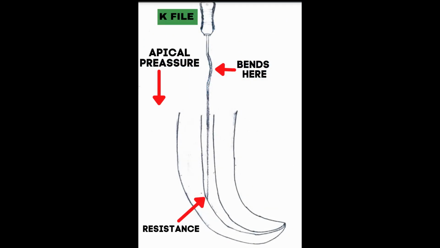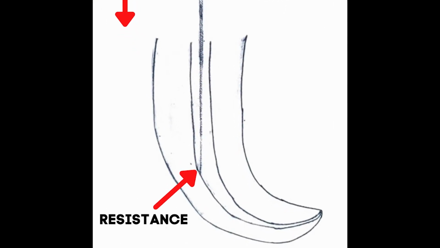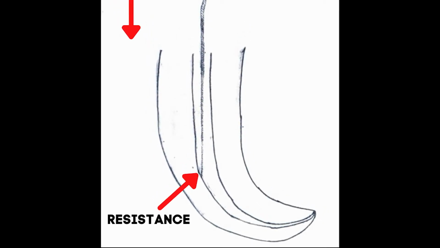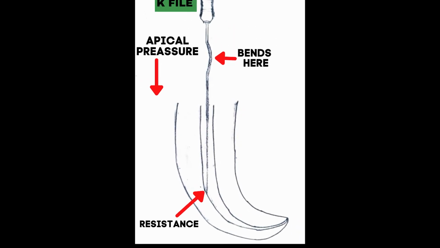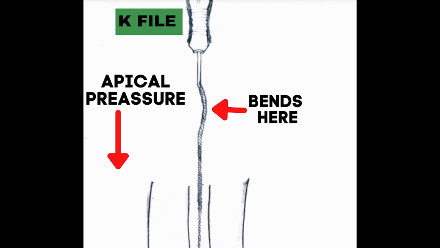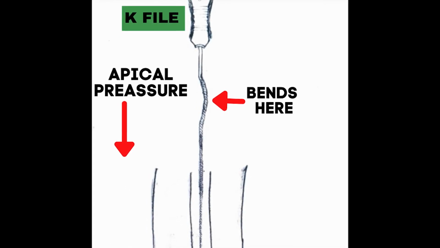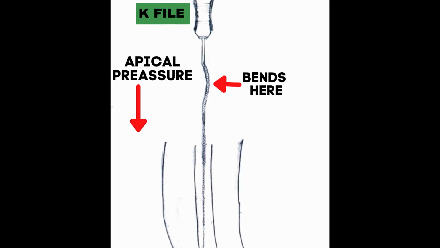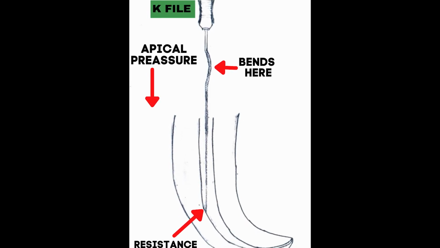In this diagram, you can see that the apical portion of the file has started engaging the outer curvature wall. In these circumstances, if you use apical pressure from the handle, it buckles or bends near the handle. It does not transfer the energy into the apical area, so transportation does not take place. This is a major advantage of this file.